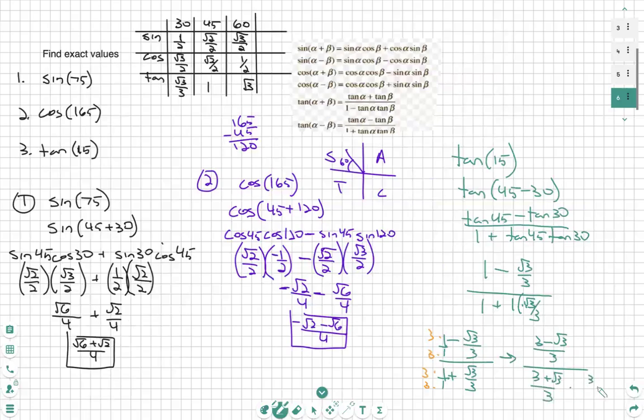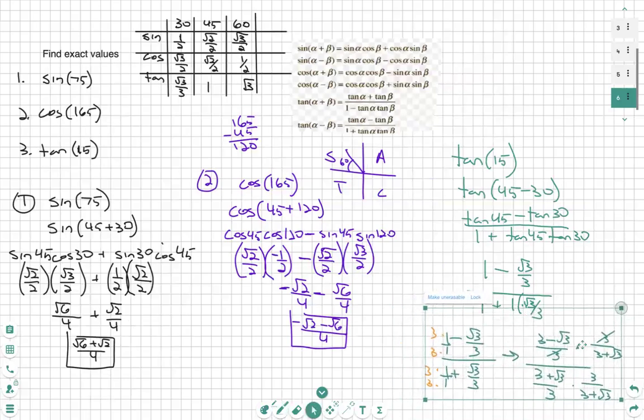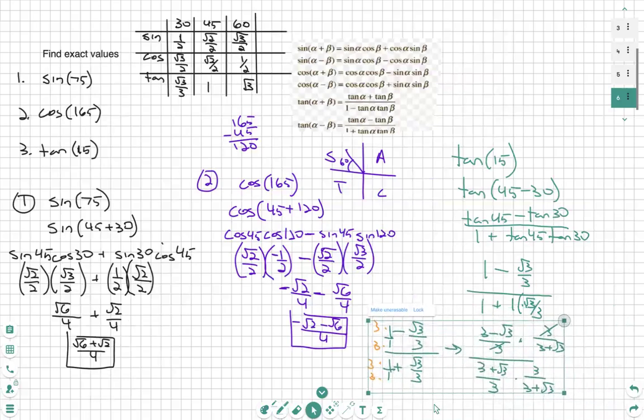We have to multiply by the reciprocal of our denominator. And then we can see those cancel. And we can easily see our answer is just going to be 3 minus root 3 all over 3 plus root 3.